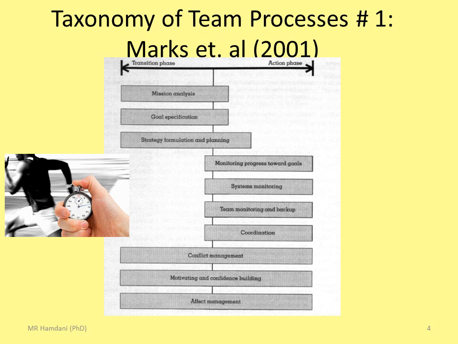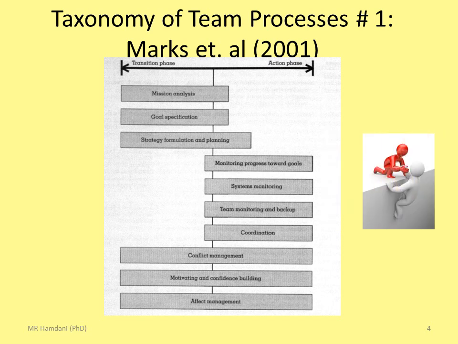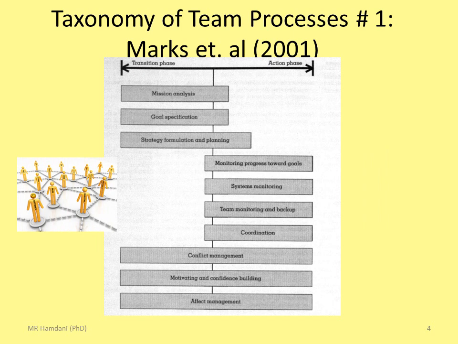Then you can also monitor the system that you are working within. This means that you can look at your team resources. You can look at the environmental factors that can impede or enable you to work on your team. Similarly, you can also have team monitoring and backup behaviors. These include helping members in accomplishing their tasks, providing feedback to each other, supporting each other, and completing the tasks. And finally, coordination processes that involve mutual interaction, communication, coordination of schedules, all these activities that are necessary for different team members to work together in order to accomplish team tasks.